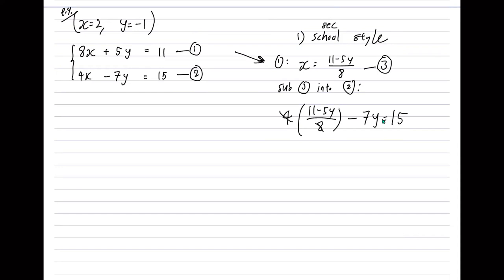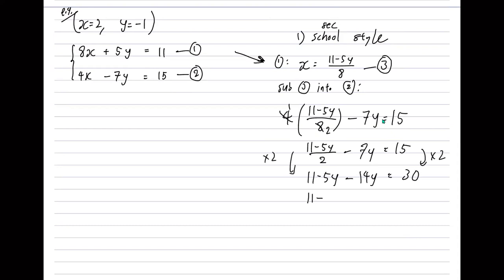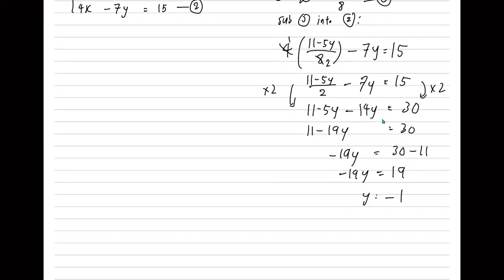Now 4 and 8 cancel away. You're left with (11 minus 5y) over 2 minus 7y equals 15. Multiply by 2 throughout, you get 11 minus 5y minus 14y equals 30. Yes? And minus 5y minus 14y becomes minus 19y, so minus 19y equals 30 minus 11. This gives you negative 19y equals 19. So therefore y equals negative 1. Divide by negative 19.